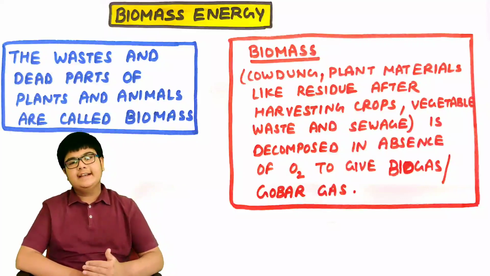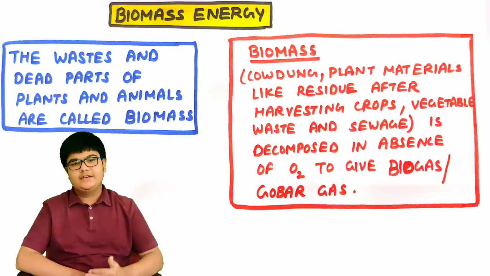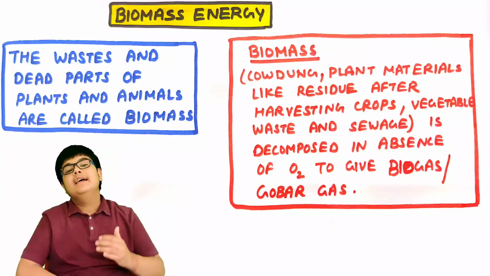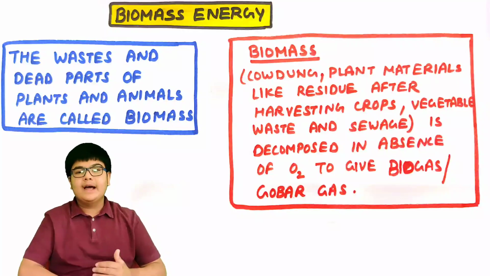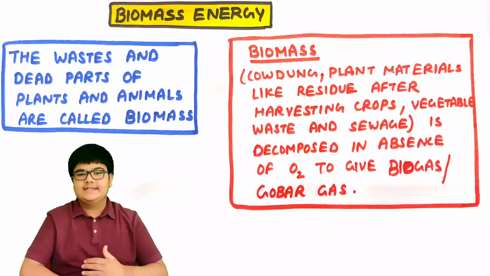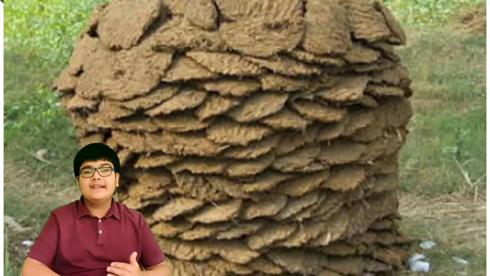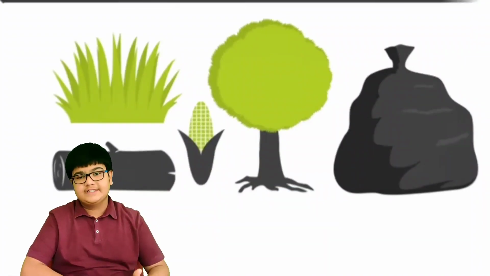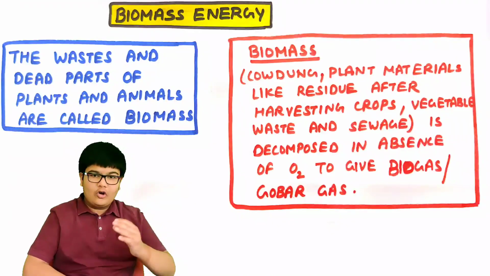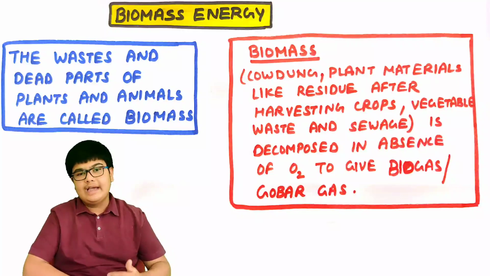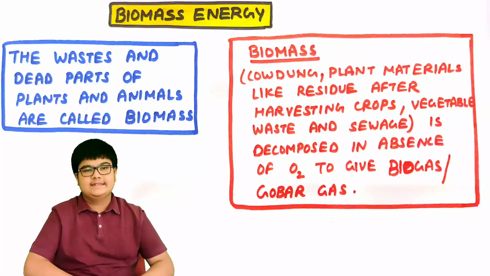Now let us understand the fourth conventional source of energy, which is biomass energy. First let us understand the meaning of the word biomass. The waste and dead parts of plants and animals are known as biomass. Biomass includes cow dung, plant materials such as residue after harvesting crops, vegetable waste and sewage. All this biomass is decomposed in the absence of oxygen to give biogas, also known as gobar gas.